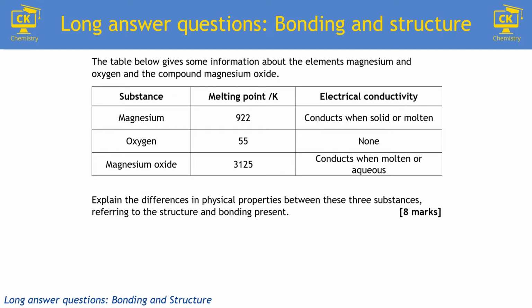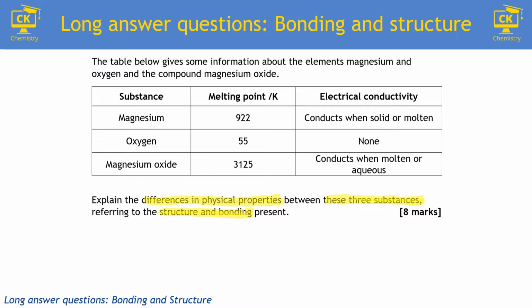So don't always assume that because there's a table, you need to talk about everything. Sometimes the question might only ask you to compare, for example, 2 out of the 3 substances, like magnesium and oxygen, or to just discuss one property. But in this question, it is talking about all 3 substances, and it is talking about both properties because it just says differences in physical properties. And it's also very clear that you need to discuss structure and bonding for each of those substances.